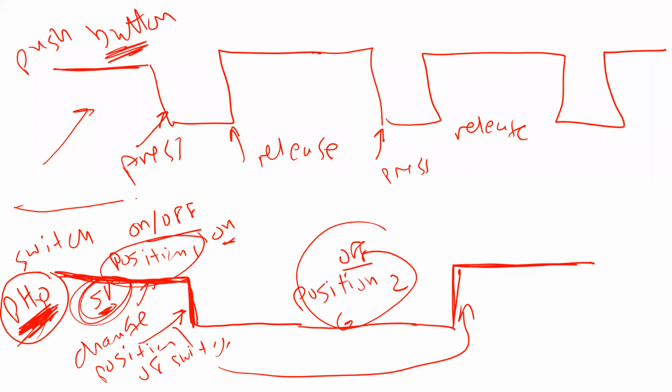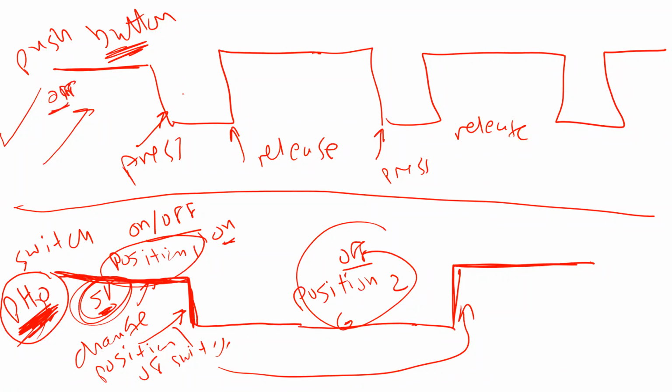Now, if I want to do the same thing but using a push button, it's a completely different story. Why is it a different story? Because initially the system is off, and when you press, it has to be on. When you press again, I have to make it off. When you press again, I have to make it on. This is how it should work.